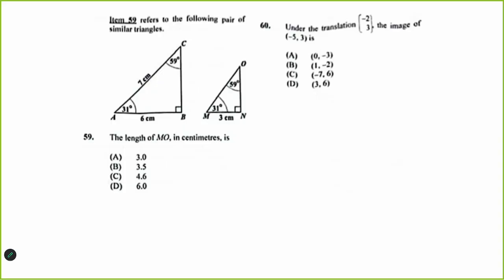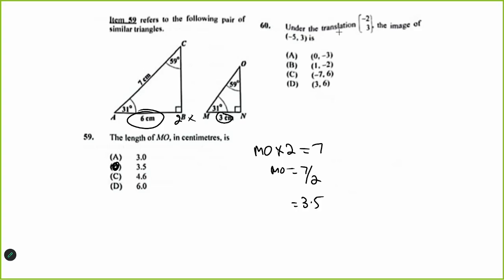Let's look at this one. Item 59 refers to the following pair of similar triangles. Similar triangles means they have the same angles, but they are scale factors of each other. So 3 multiplied by something is going to give you 6. So 3 multiplied by 2. So we know our scale factor is 2. They want to know MO. So MO multiplied by 2 is going to give you 7. So MO is going to be 7 divided by 2, which is 3.5. So the answer is B.